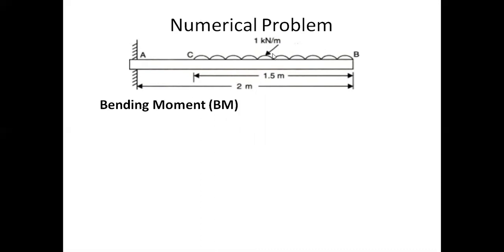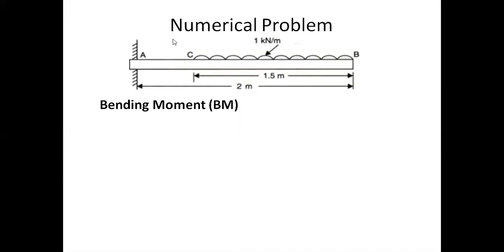So we will find the bending moments at any section between A, B and C. Suppose we take any section which is X distance from B. If we substitute X equal to 0, we can calculate the bending moment at B. If we substitute X equal to 1.5, we can calculate the bending moment at C. After that, we will find the bending moment between A and C, where there is no load between them.